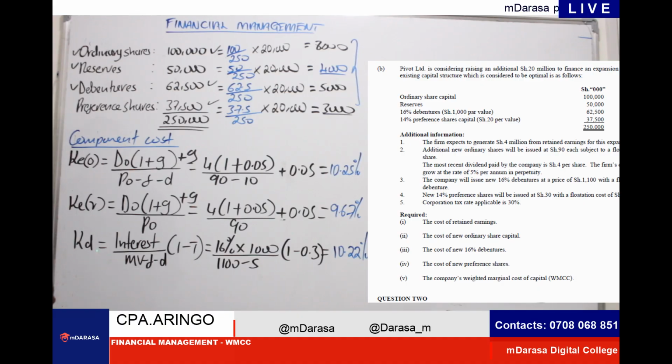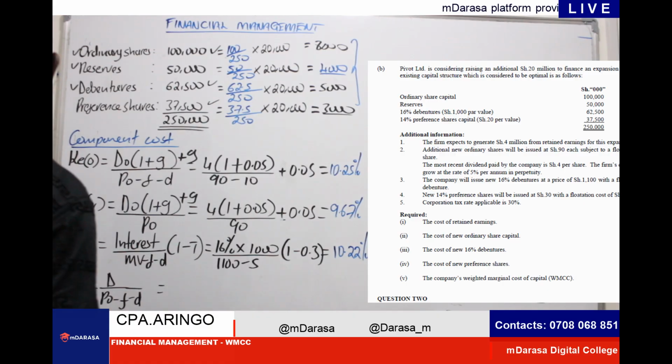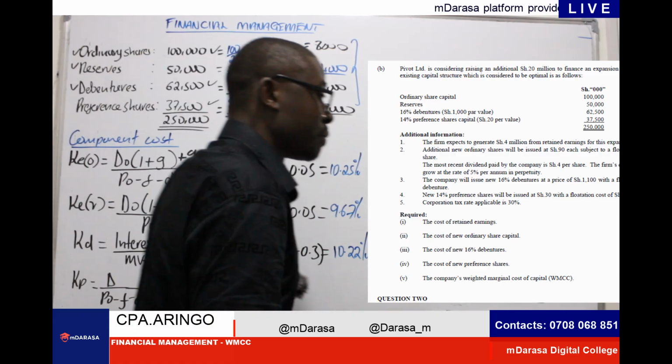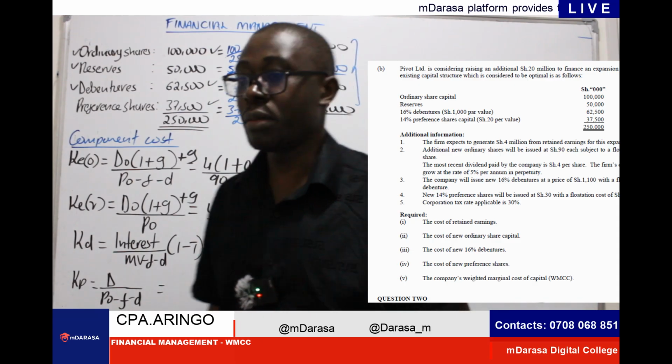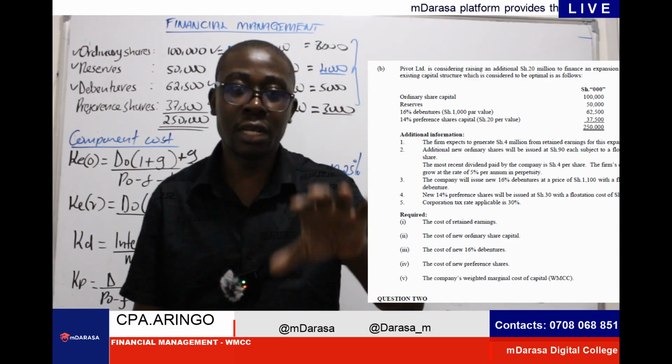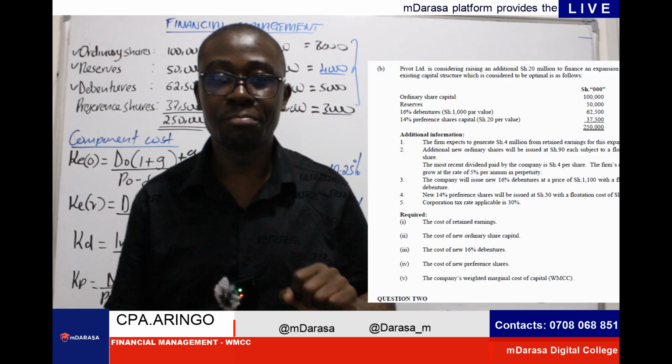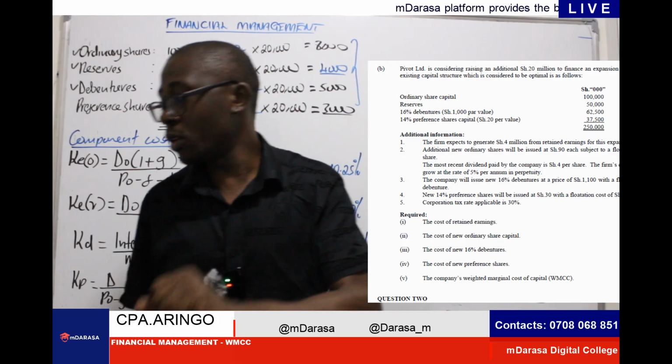The last component is KP, cost of preference shares. We talk about our preference dividends over P0 minus any flotation cost or discount that I might be having in this case. Dividends, again, recall, will always be determined on the par value. That one will never change. The Mwalimu had guided us before. And the par value, are we given?